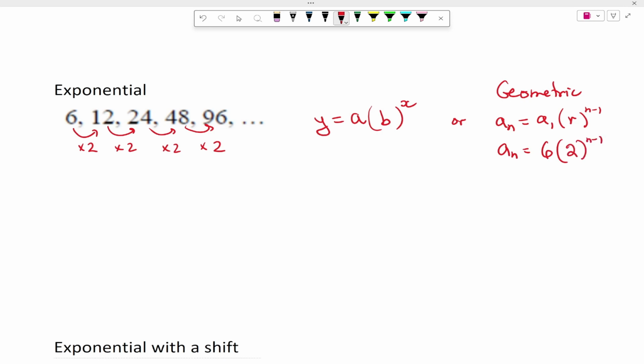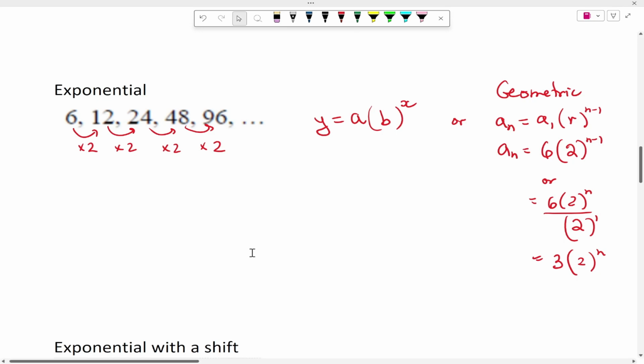So you either leave it like that, or you could say this is power n, and then this is 2 to the 1. Do you agree when you divide same bases, the exponents subtract? Oh, yeah. And then you could change it to be just 3 with 2 to the n if you wanted to. Okay. Right?